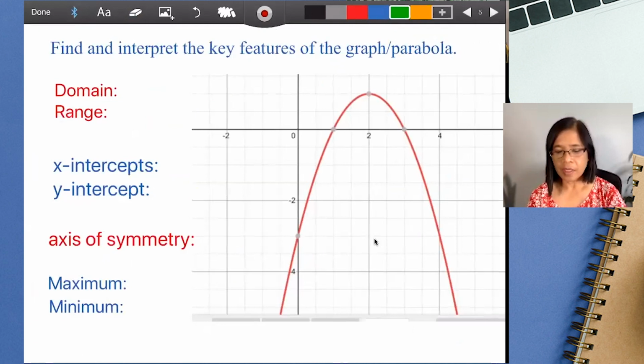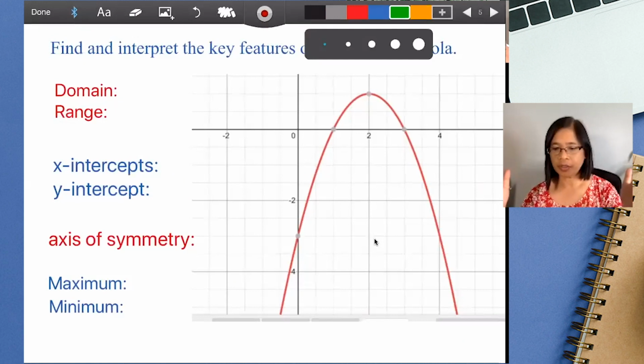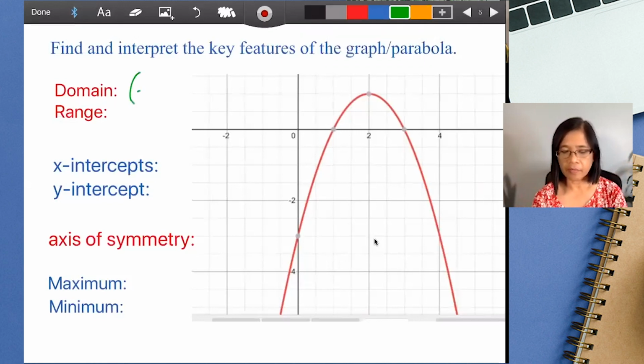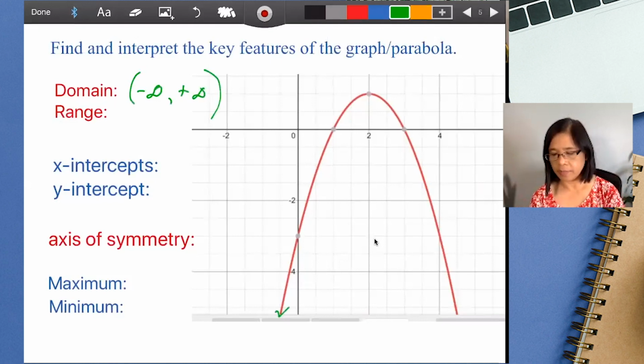Then let's look at the domain. Sketch this in your notebook. To find the domain, I want you to stretch your arms from left to right. How far do you think this graph would extend? What are the possible values? You're looking from left to right. In this case, the domain will be from negative infinity to positive infinity. This could be extended in this direction here.